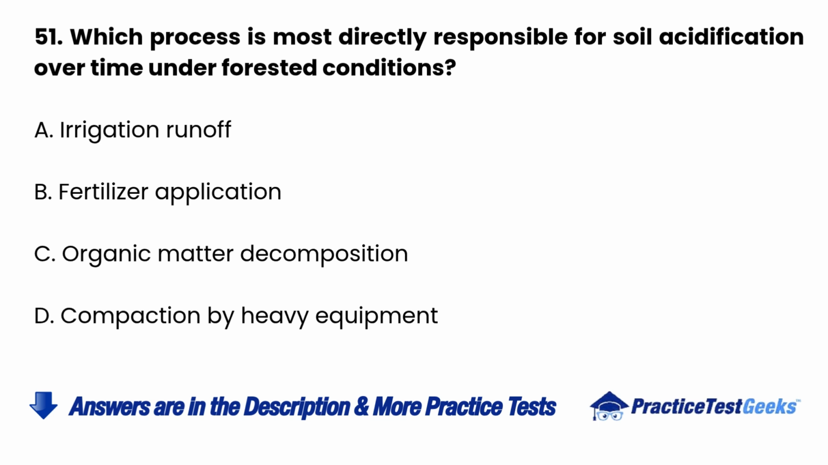51. Which process is most directly responsible for soil acidification over time under forested conditions? A. Irrigation runoff. B. Fertilizer application. C. Organic matter decomposition. D. Compaction by heavy equipment.